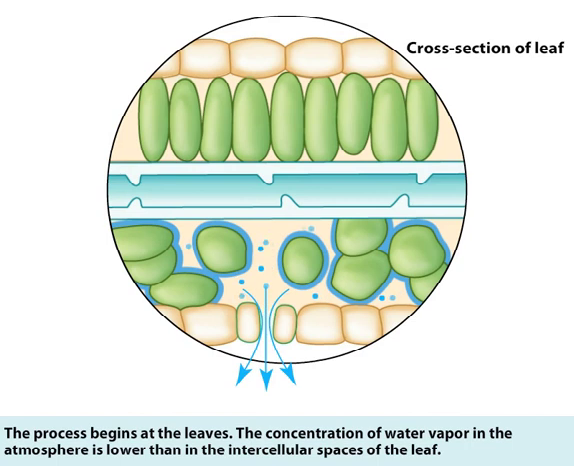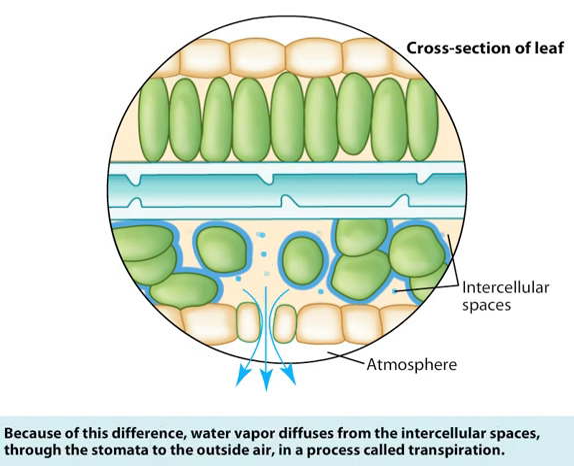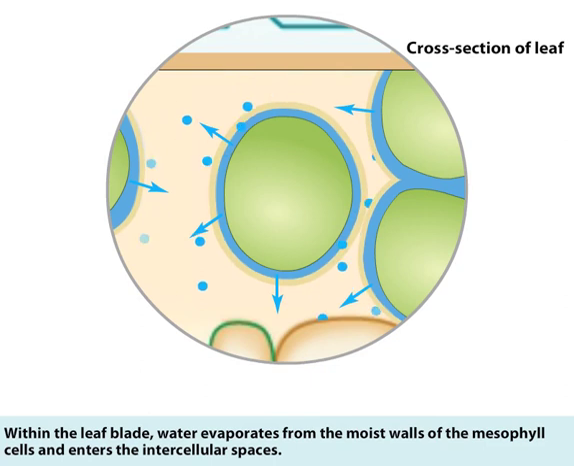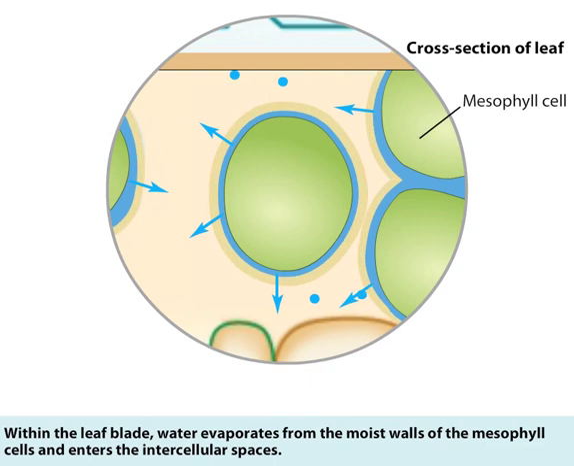The concentration of water vapor in the atmosphere is lower than in the intercellular spaces of the leaf. Because of this difference, water vapor diffuses from the intercellular spaces through the stomata to the outside air in a process called transpiration. Within the leaf blade, water evaporates from the moist walls of the mesophyll cells and enters the intercellular spaces.